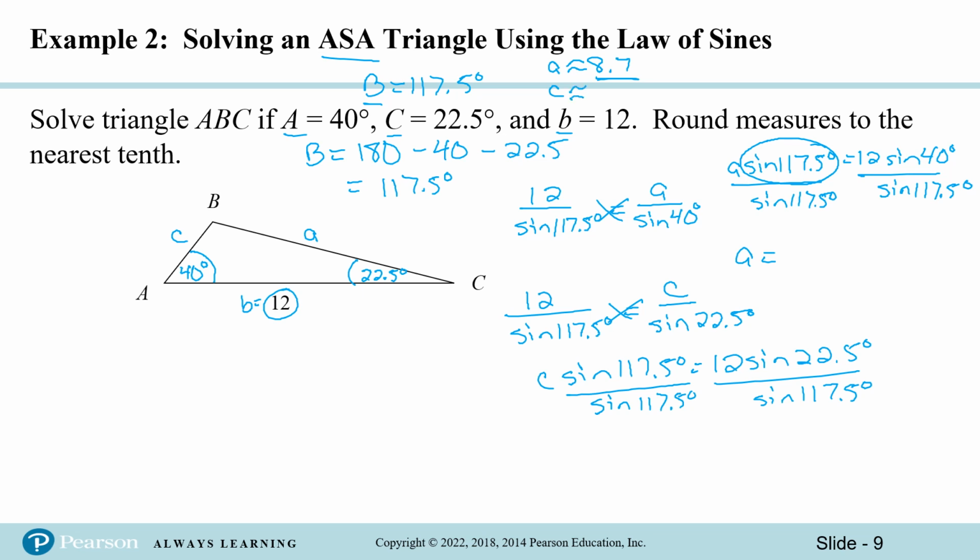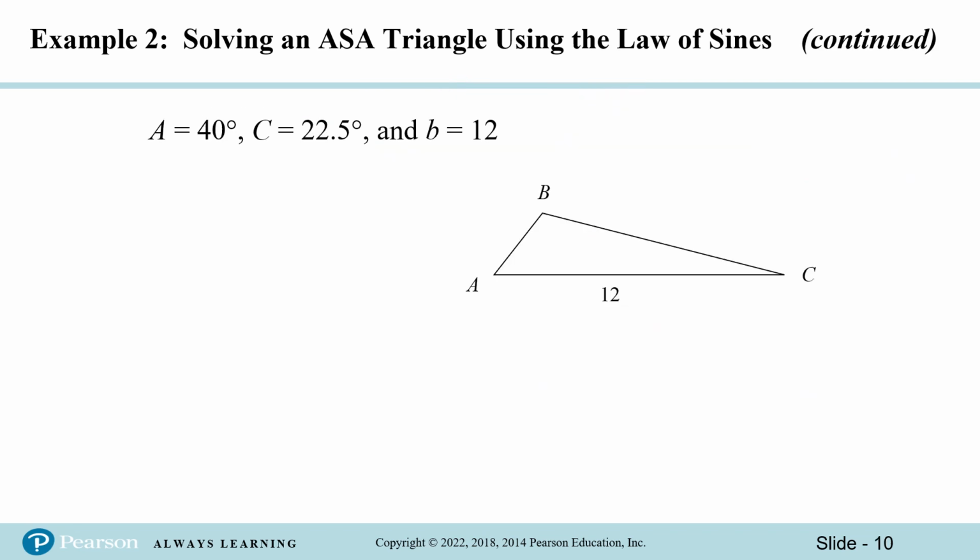5.2. So I've got side A, B, and C, and I have angles A, B, and C. And this was an angle side angle. So remember, two angles and a side. Doesn't matter where the side is, two angles and a side. And this is the same one. Okay.